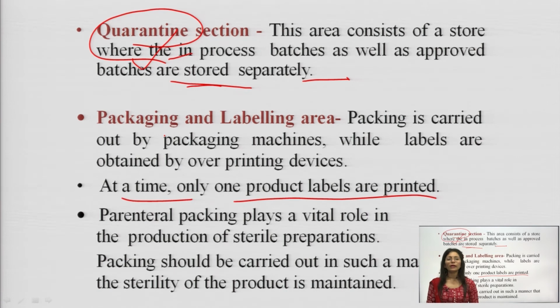Parenteral packaging plays a vital role in the production of sterile preparation. Packaging should be carried out in such a manner that sterility of a product is maintained. Whenever there is a sterile preparation, the label should mention the product is sterile, the product is pyrogen free, storage instructions, the name of the product, isotonicity, all the manufacturing details, and the expiry date.